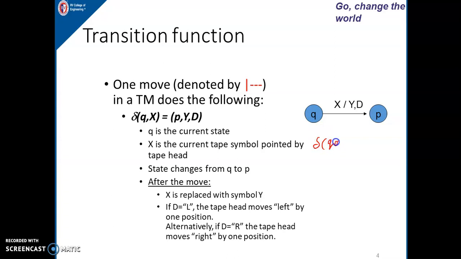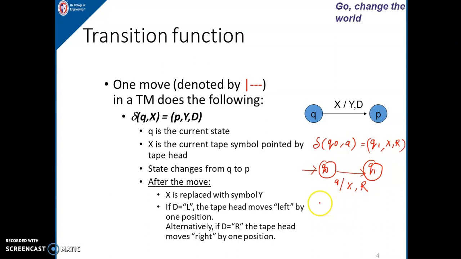For example, delta q naught a equals q1 x R. The meaning is the machine is in state q naught, the current state, and the next state of the machine is q1. When I read input a, which is the current tape symbol, a is replaced by x and the read write head moves towards the right direction.